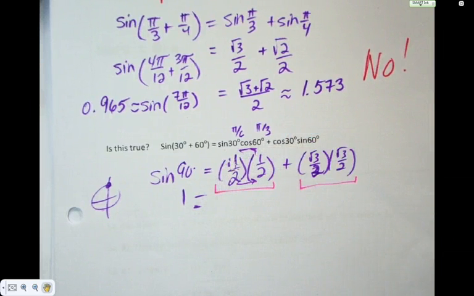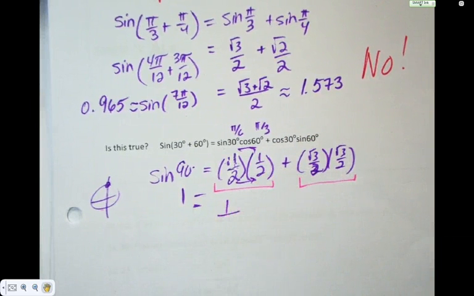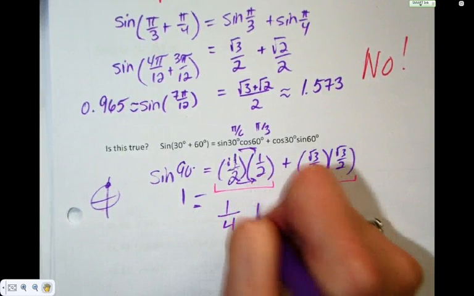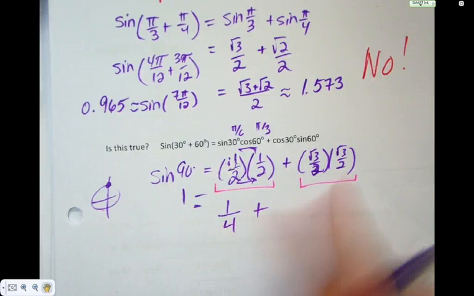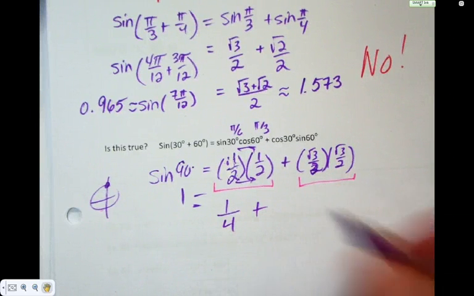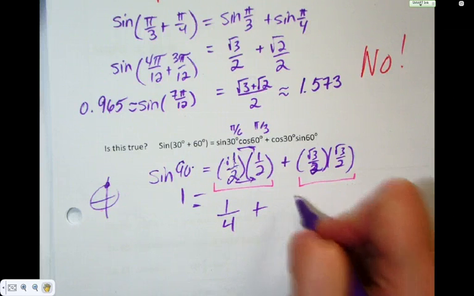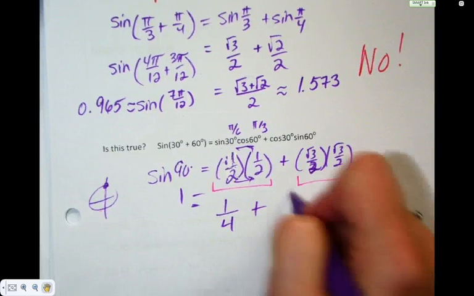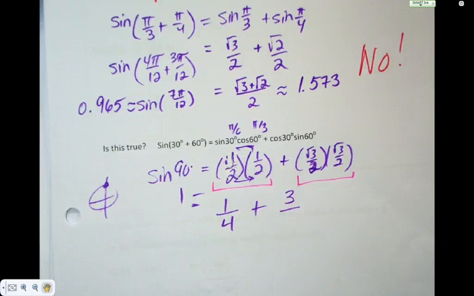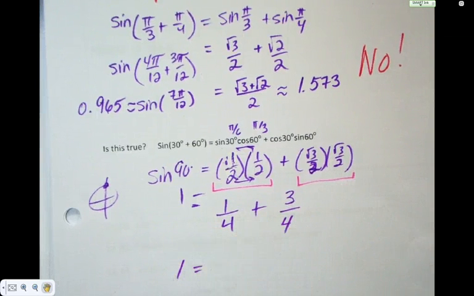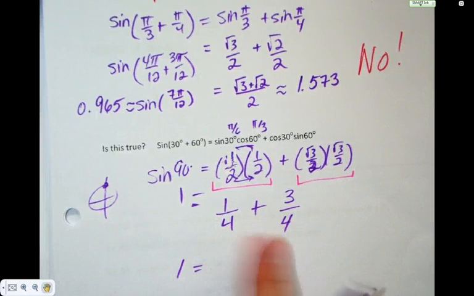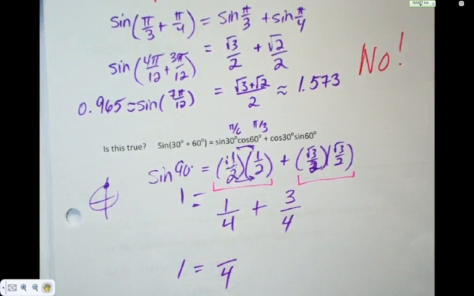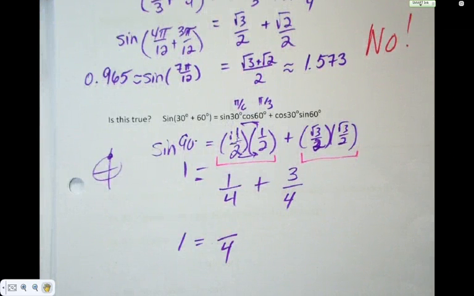Okay, so 1 times 1, 2 times 2. The second set, root 3 times root 3, 3. And 2 times 2? How do we add fractions? Common denominator, which is already done. Add the tops together. 4 divided by 4?